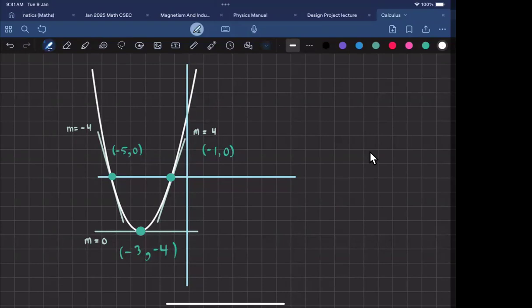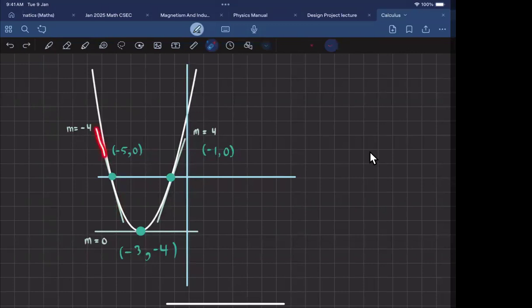Okay, Aliyah, you need to draw the tangent over here. Because remember, when we find the gradient, we're finding the gradient of the tangent. So the tangent line to this point has a gradient of -4. The tangent line to this point has a gradient of 4. So put that in.